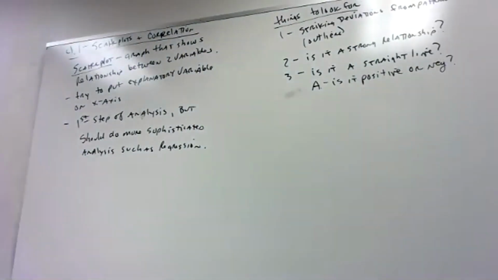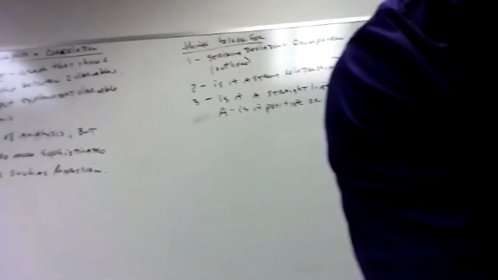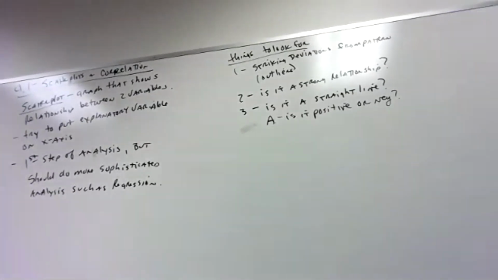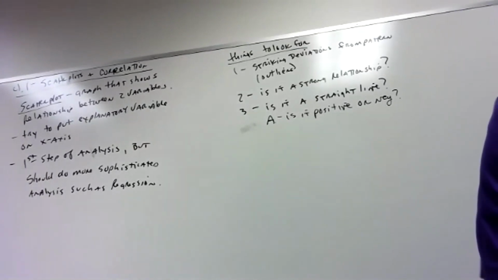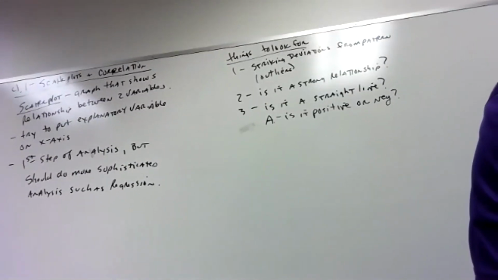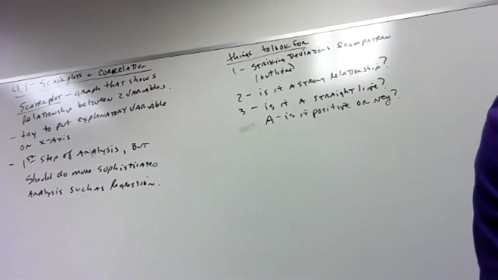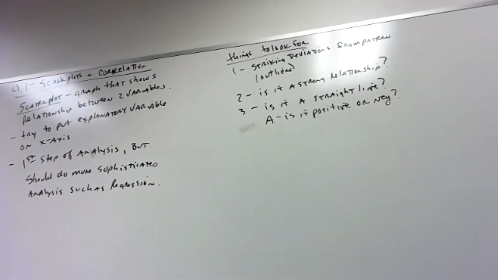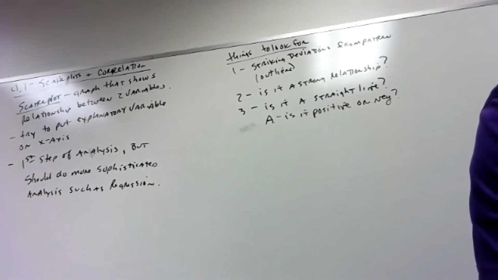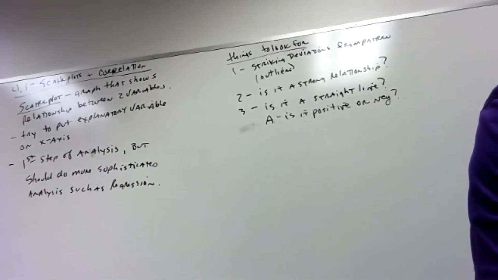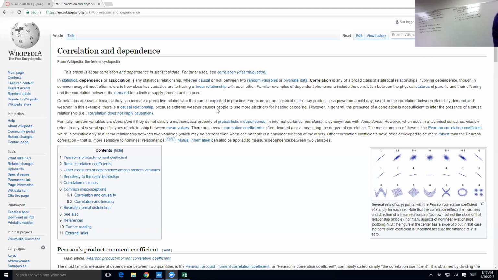Now, let's look at some examples of strong and weak correlation. Let me go ahead and open up here. So believe it or not, Wikipedia, I know some teachers hate it. But I like it. Okay, so let me start sharing here. Okay, so this is called Correlation and Dependence in Wikipedia.